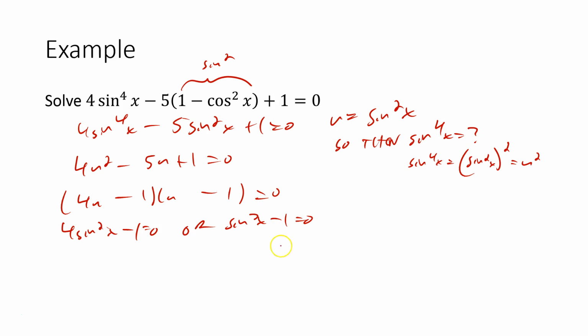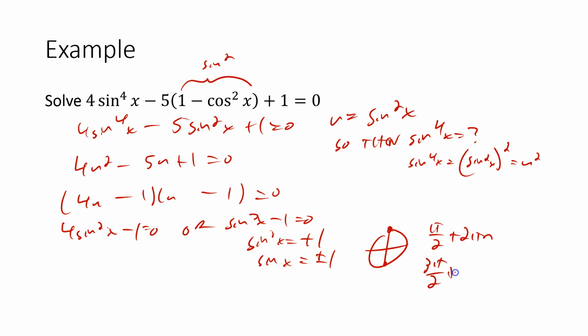Let's do the right one first, it's a little easier. So I got sine squared x equals positive 1. So sine, the square root, could be plus or minus 1. Okay, so sine is plus and minus 1 at the top and bottom of the circle. So that is pi over 2 plus 2 pi n, and 3 pi over 2 plus 2 pi n.